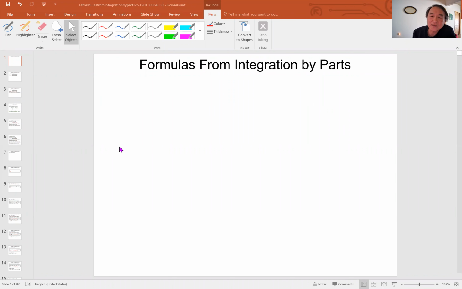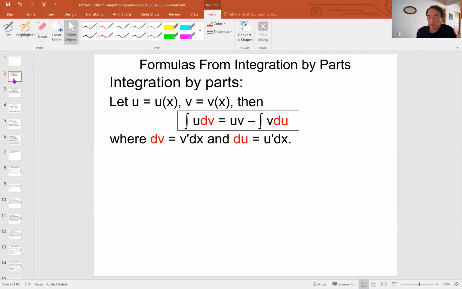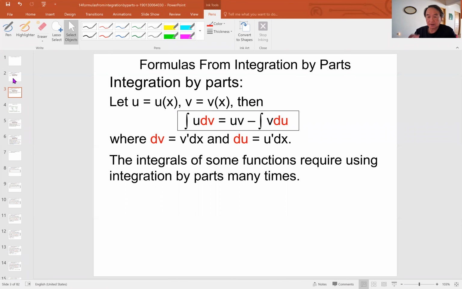Hello, everybody. This is Professor Ma, and in this section we're going to talk about some results that come out of integration by parts, and in particular, some formulas we can derive out of integration by parts. Here is integration by parts again, and we convert from the left-hand side to the right-hand side.